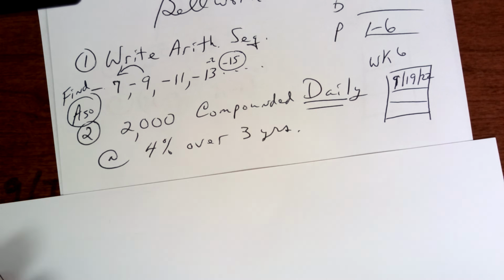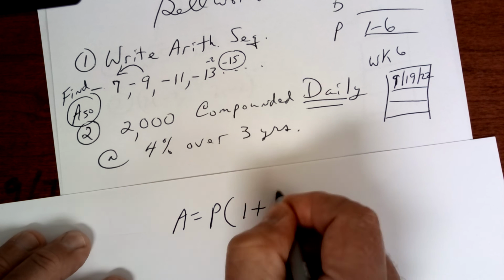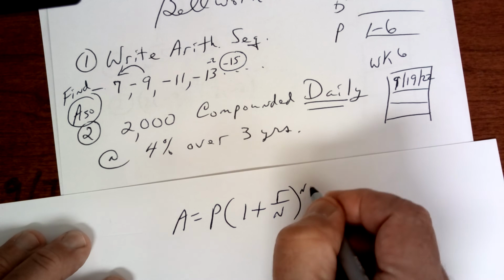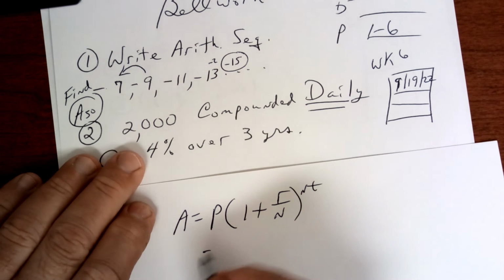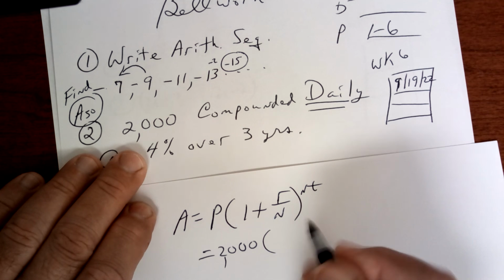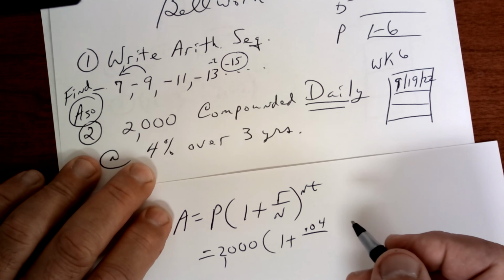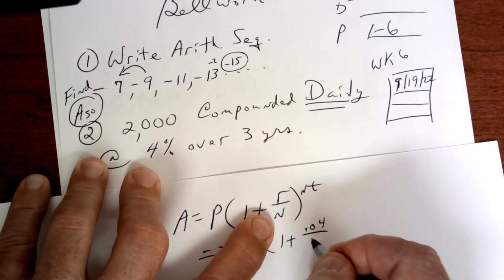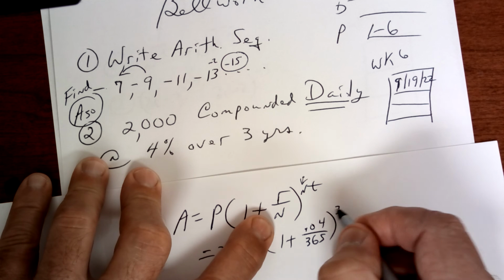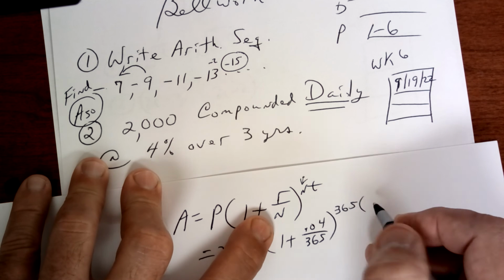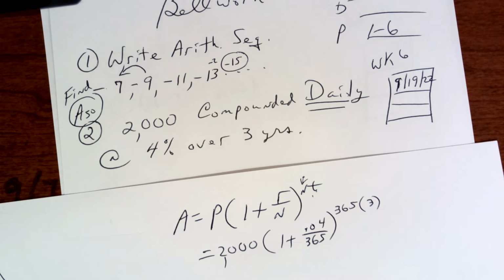Okay, so the formula is A equals P times (1 plus r divided by n) to the n times t power. All right, anyway, so you're investing $2,000, so you're going to put $2,000 in. It's going to be 1 plus the rate, 0.04, divided by n. It's compounded daily, so it's 365. And the n, again, is every day, 365. And then the t stands for time, so it's 3 years. So that's going to be a big problem there, and you'd have to use your calculator to figure it out.